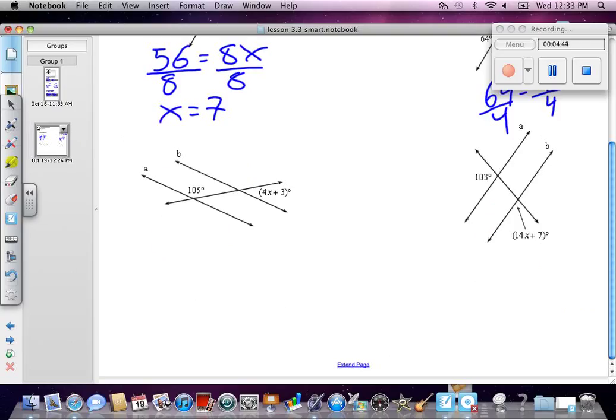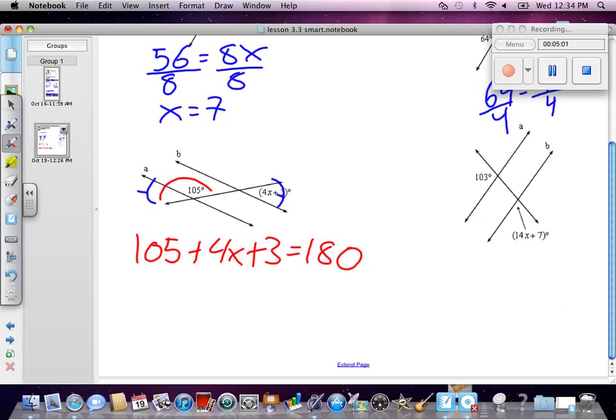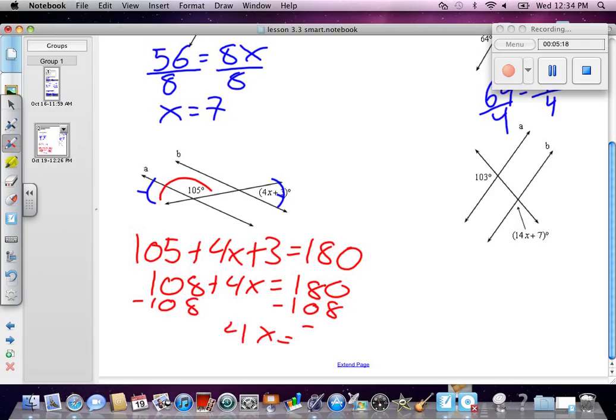Then we're going to look at these last two. They're a little tricky. We know that alternate exterior angles would say these two angles are congruent, and we know that these two angles are supplementary. So 105 plus 4x plus 3 must equal 180, because if those two angles are equal, then that one must be supplementary to both of them. Therefore, we get 108 plus 4x equals 180. Then we subtract 108 from both sides and get 4x equals 72. We divide both sides by 4, and we get x equals 18.